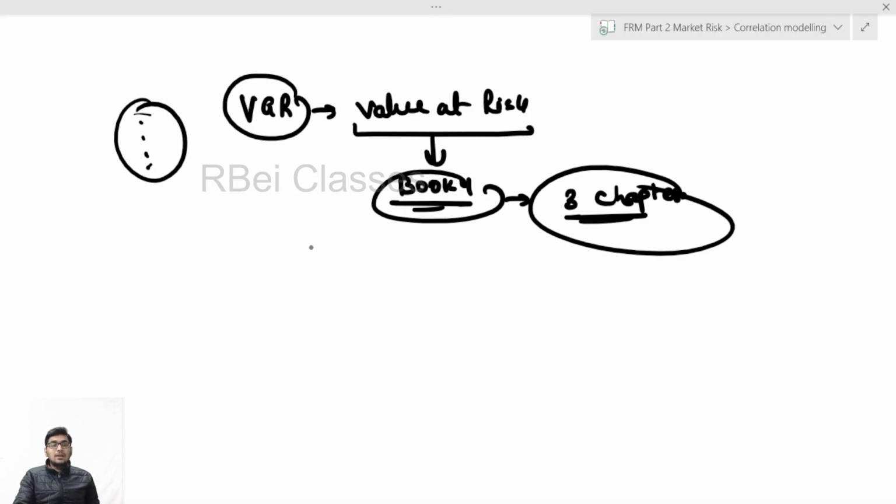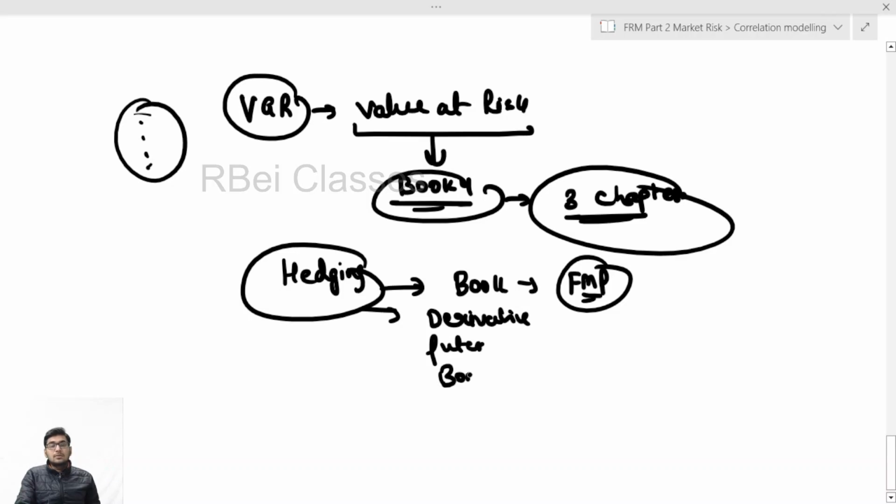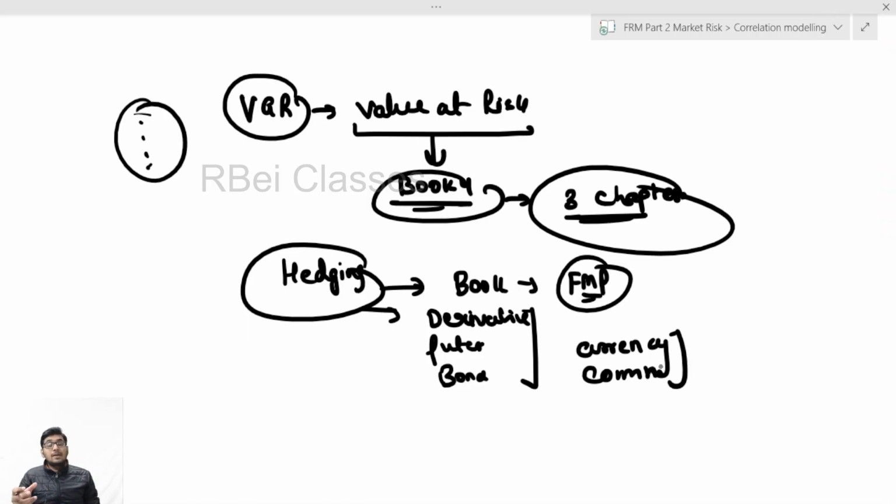Clear? Similarly, there are points like hedging. Because if you want to manage the risk, you need to do hedging, but you will see in Book 3, that is Financial Markets and Products, it is described in minute detail. Similarly, the topics of derivatives, futures, bonds, currency, commodities, all are discussed in detail in the coming topics.